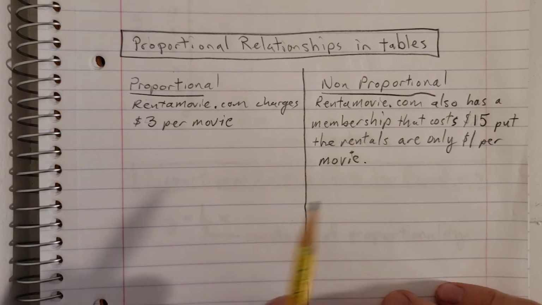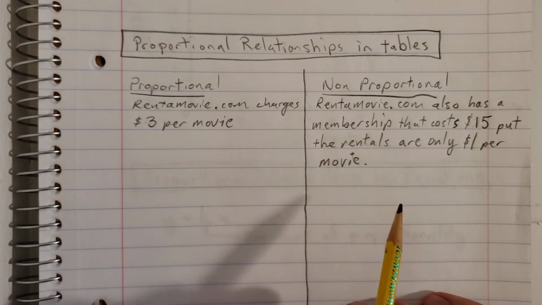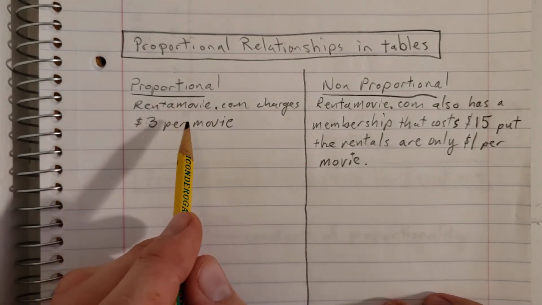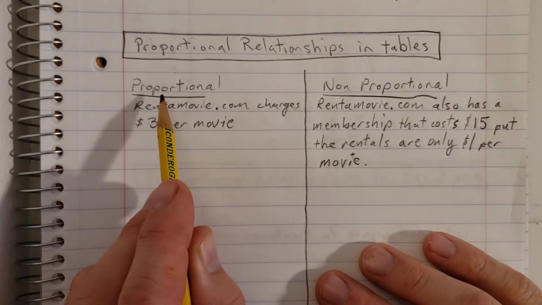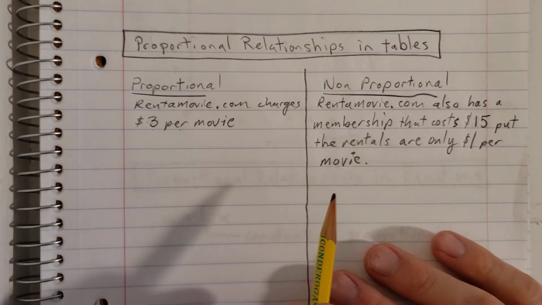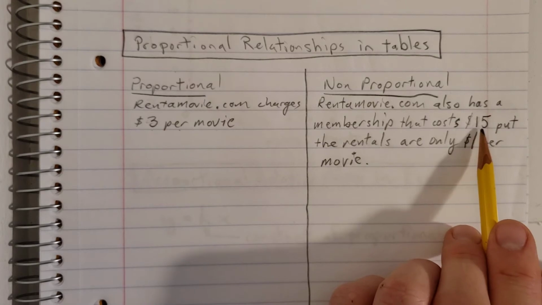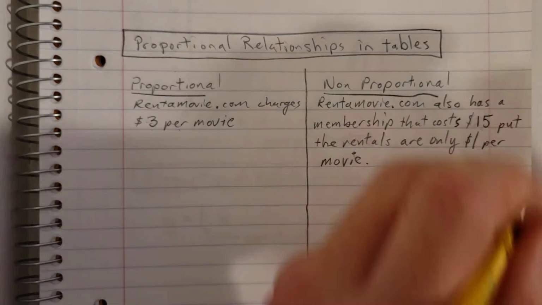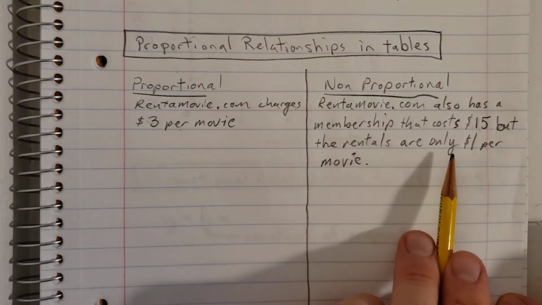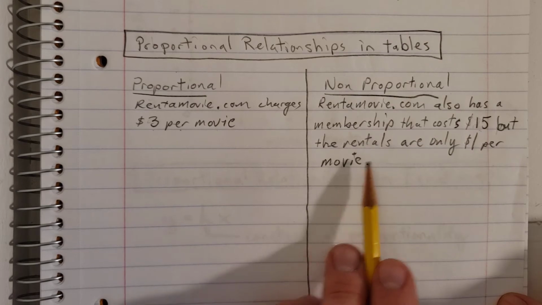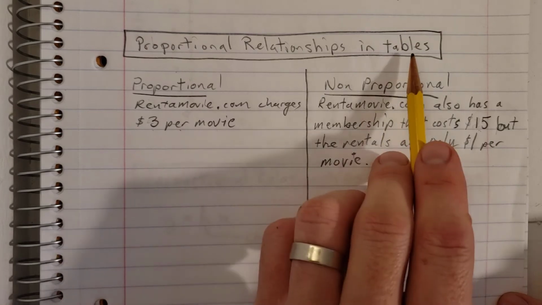And I've written down 2 situations here. The same company has 2 different options when you want to rent a movie. Okay, so rentamovie.com, very creative name there. They charge $3 per movie. Okay, over here though, you can also do a membership that costs $15 for the membership, but that's supposed to be a B. But the rentals are only $1 per movie now. So the rentals are less, but you have to pay a little bit up front. All right, and we'll see how this looks in a table.